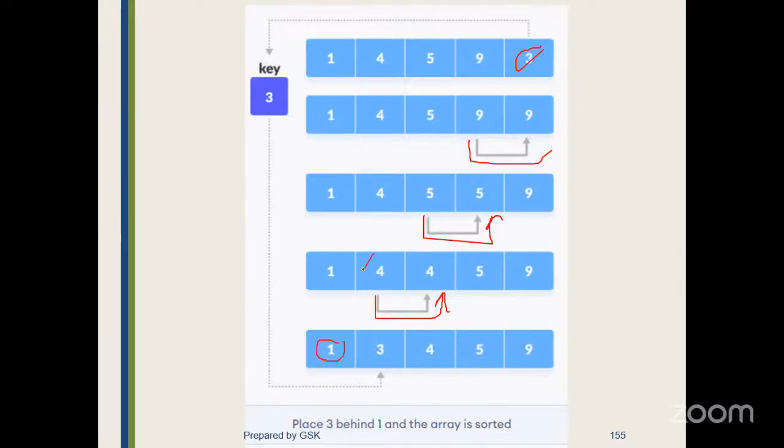So whenever 4 is moved from this position to this position, it is empty. There is no 4 here. So it becomes empty. So in the second cell, store the value 3 from the key. Now finally, the list you will get is 1, 3, 4, 5, 9, which is in sorted order. Okay. So this is the algorithm we need to follow for this.